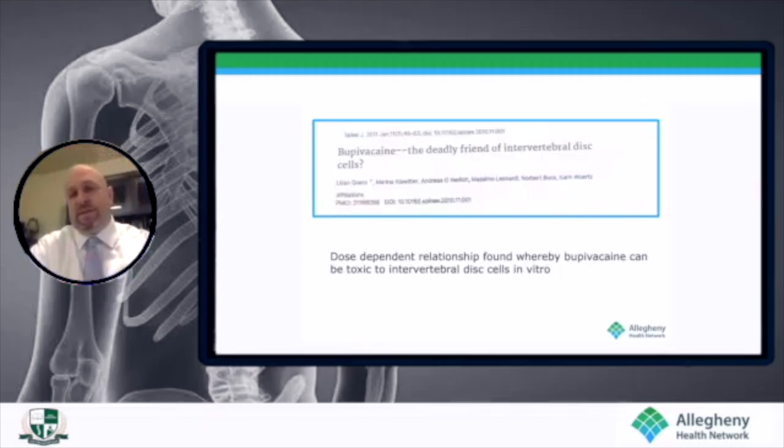This was just an interesting title of a paper that caught my eye when I was jumping through all those papers: Bupivacaine, the deadly friend of the intervertebral disc cell. There is some evidence that there's a dose-dependent relationship whereby bupivacaine can be deleterious to intervertebral disc cells in vitro. There is also literature that shows intradiscal blockade with bupivacaine at 5 years radiographically, single shot, showed no increased risk of disc degeneration. So if you hear some rumblings, this is where it comes from, but that's not 100% proven, I would say.